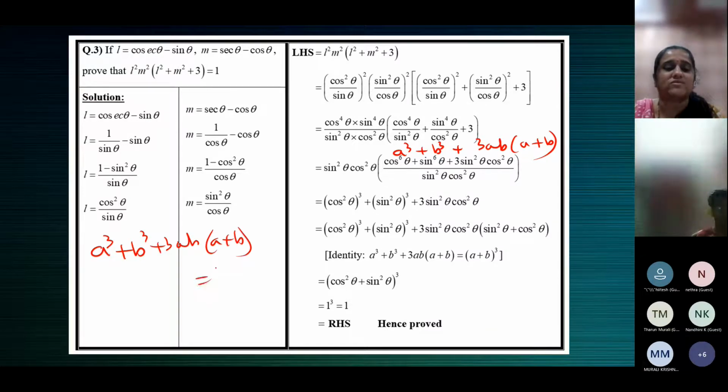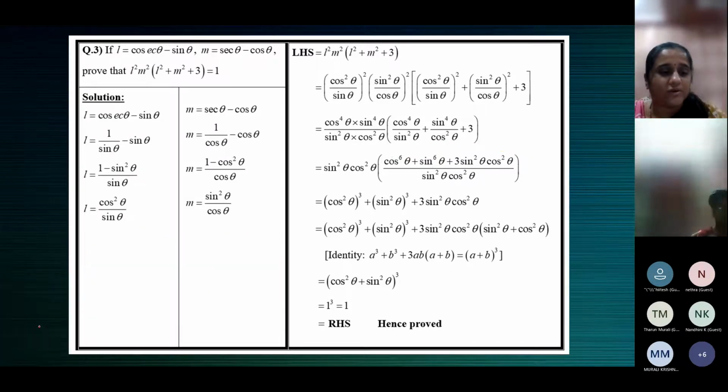Into a plus b. Is it a plus b the whole cubed? Now we have a cubed, we have b cubed, we have 3ab. We don't have a plus b. If we had that, then you could write it as a plus b the whole cube. So what we do, see here in the next step.